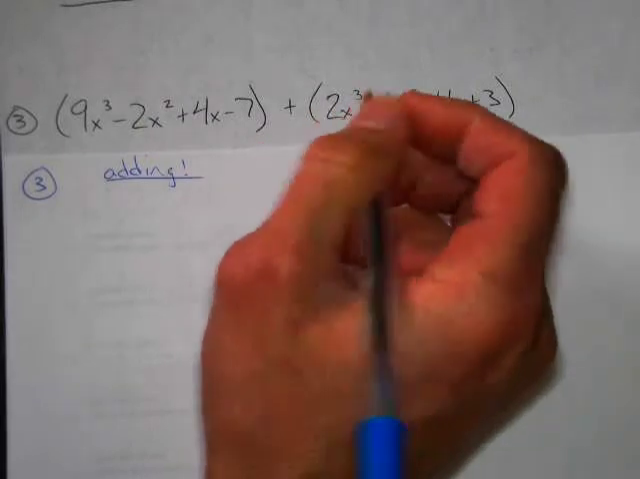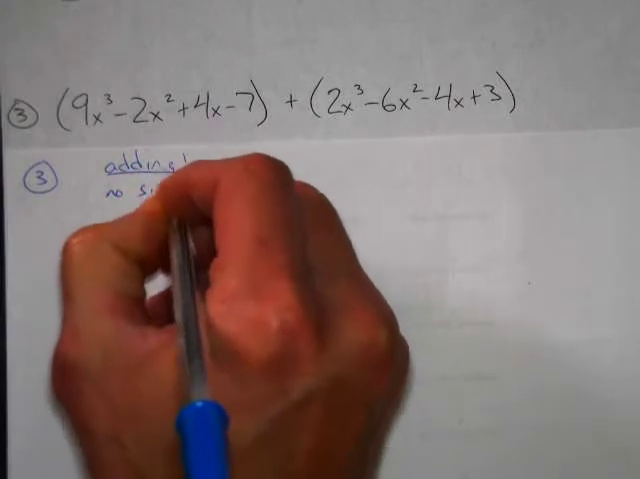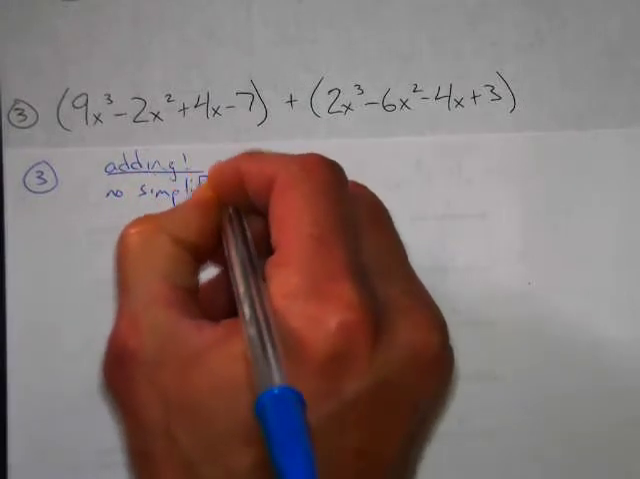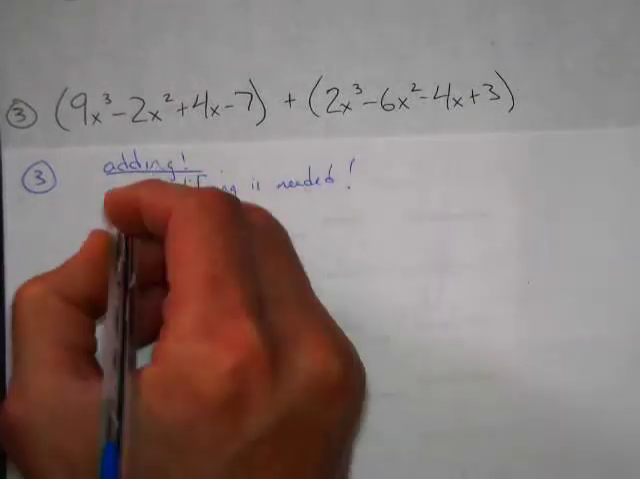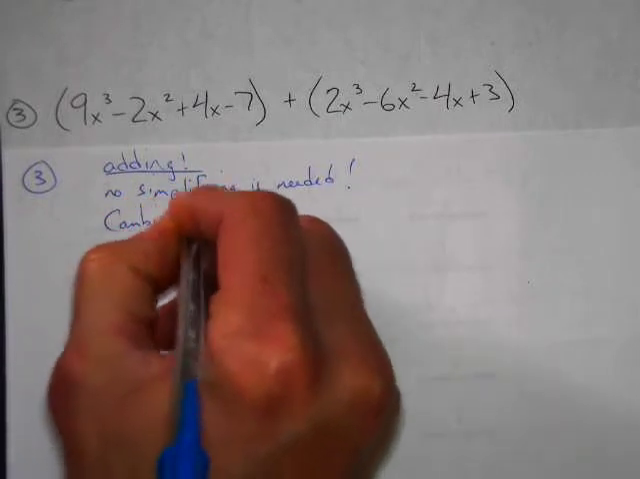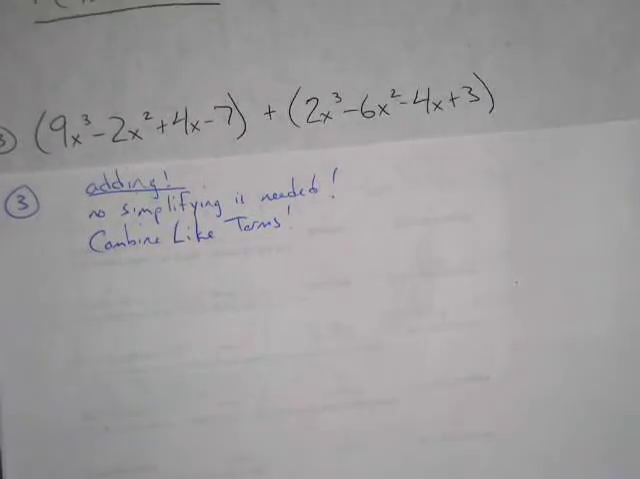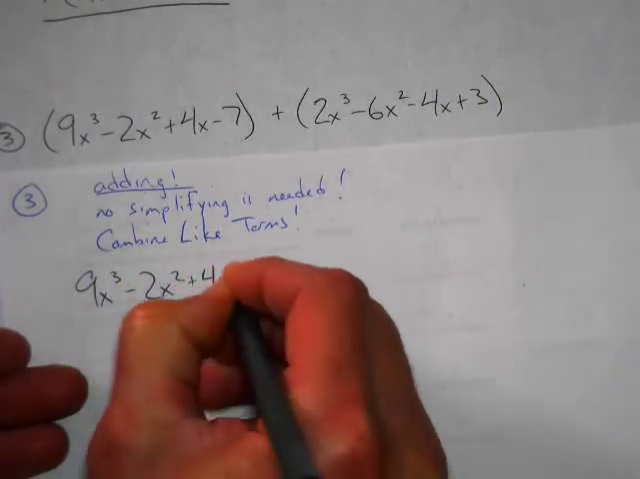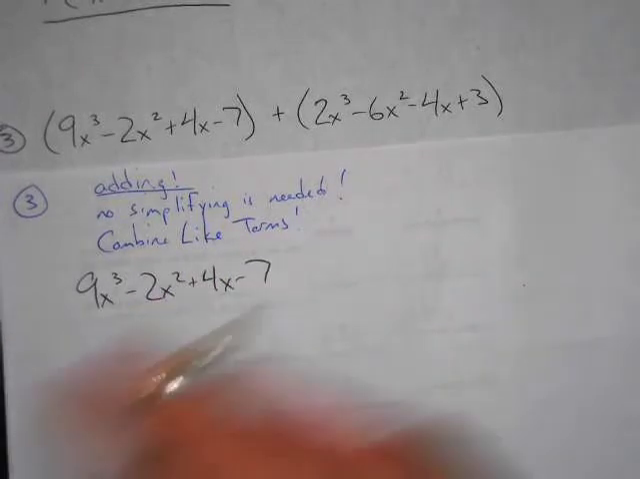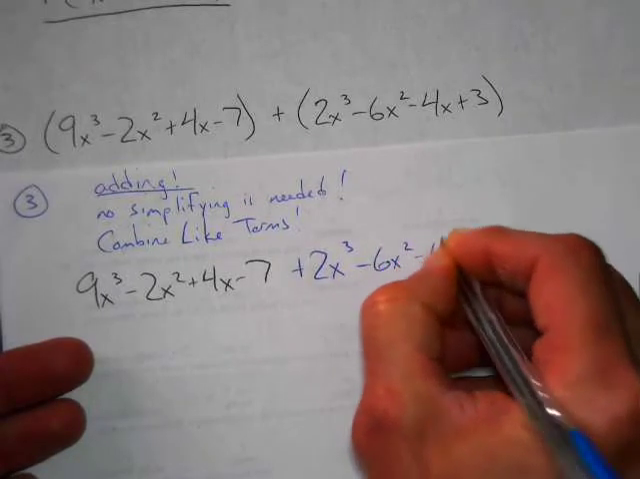If adding, there's no simplification needed. All the signs remain the same. No simplifying is needed. Just add them and combine like terms. So we can look at this in a third way as combining like terms. We can rewrite expression number 1 as the first polynomial, 9x to the third power minus 2x squared plus 4x minus 7. And all we're doing is adding the second polynomial, 2x to the third power minus 6x squared minus 4x plus 3.